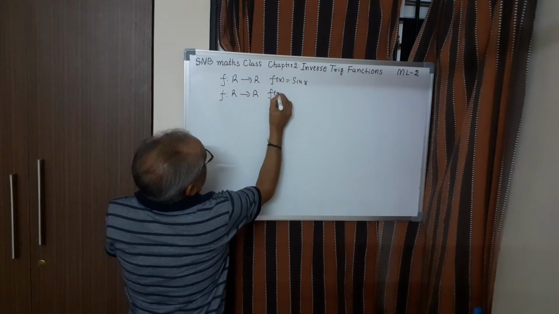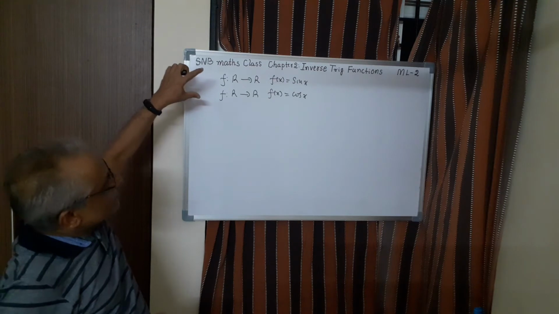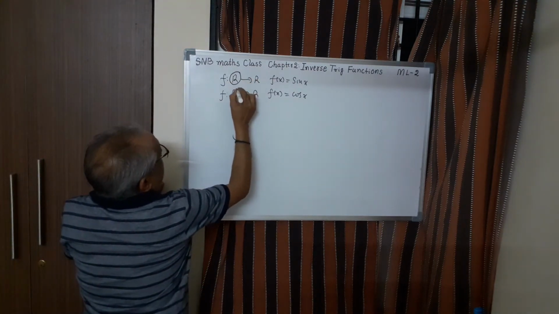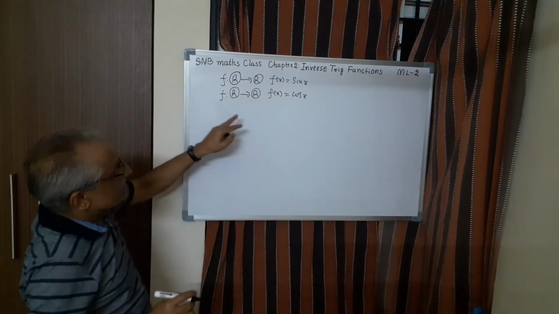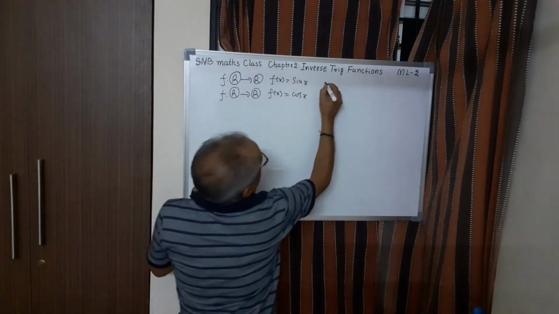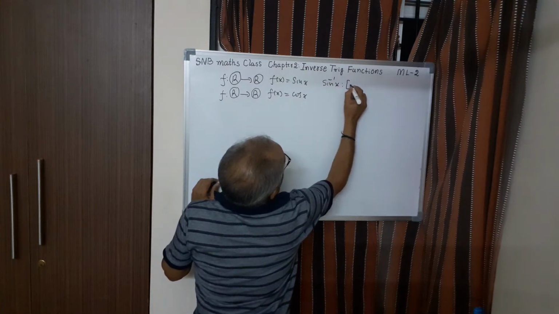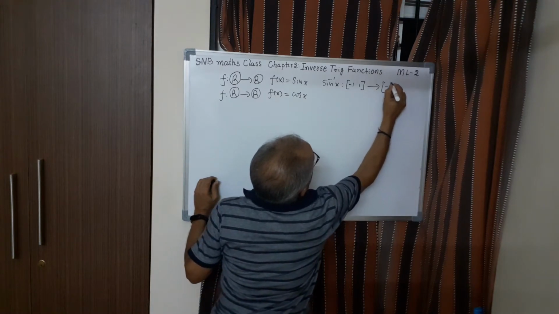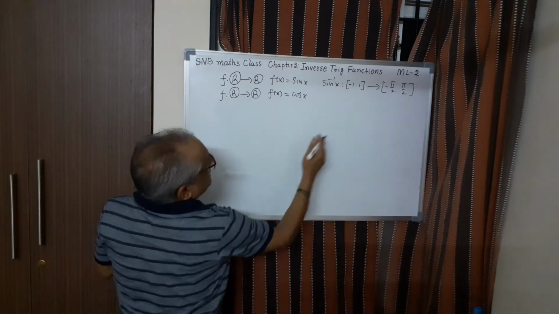then f of x equal to cos x. And for these two functions, we define the inverse by suitably changing the domain and also the codomain. So these two we changed, then we defined the inverse trigonometric functions. Say, for example, sine inverse x is a function from -1 to 1 to minus pi by 2 to pi by 2. So this is the domain and range.